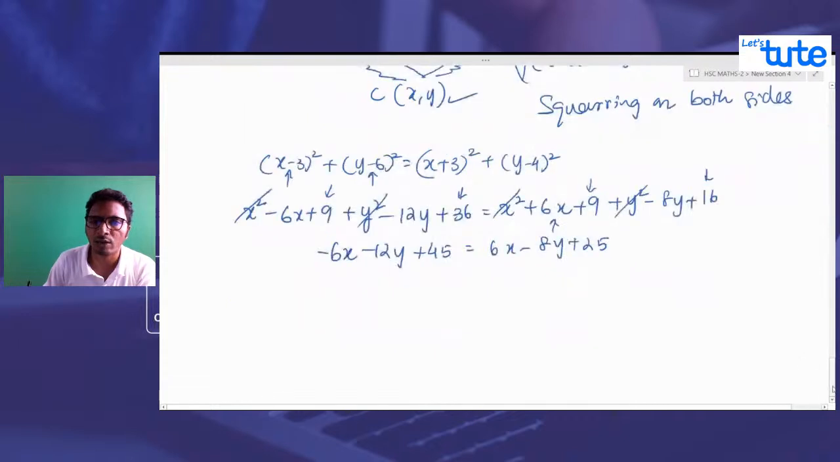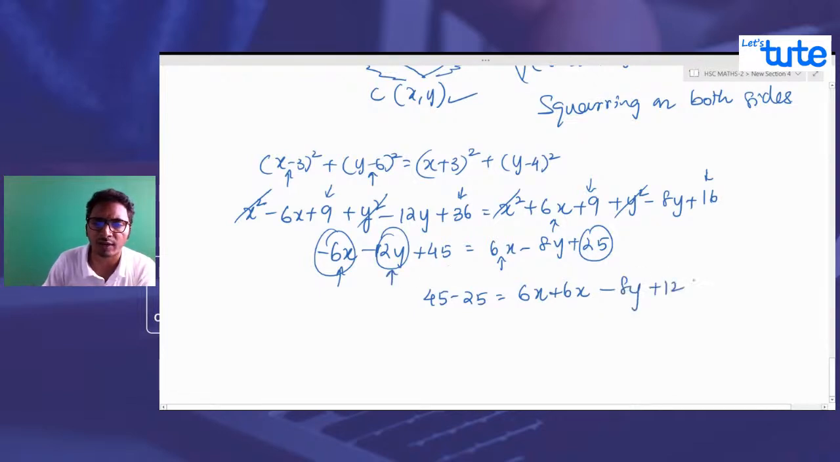Okay, now let us shift this 25 to the left hand side. We get 45 minus 25, and let's shift these terms to the right hand side. This is 12, by the way. So we have 6x already. When this term is shifted to the right hand side, we get plus 6x, and we already have 8y. When we shift this, we are going to get positive 12y. So what will be the answer finally? 45 minus 25 is 20, 6x plus 6x is 12x, and minus 8y plus 12y is 4y.